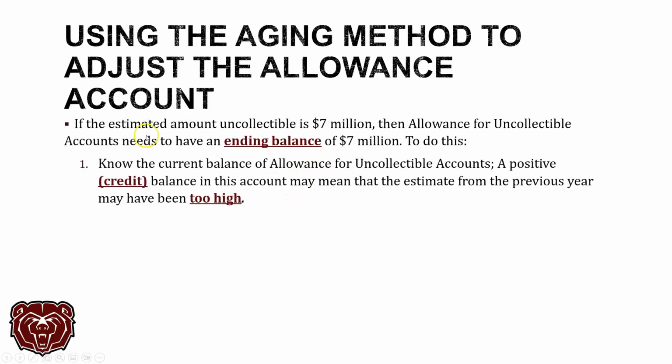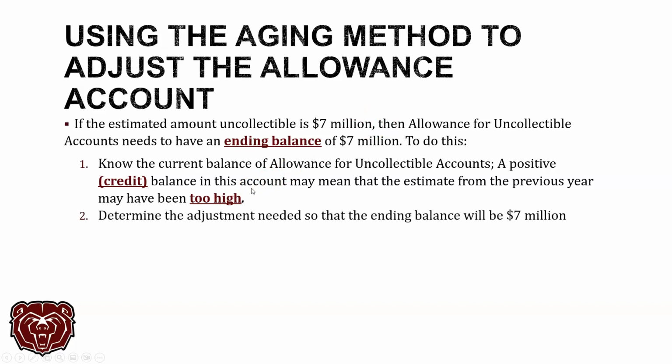So, if the estimated amount of uncollectible is $7 million, then the allowance for uncollectible accounts needs to have an ending balance of $7 million, okay? So the estimate that you make based on your AR becomes your new ending balance for your allowance account, okay? So you need to know the current balance of your allowance for uncollectible accounts. A positive or credit balance means that maybe you overestimated the amount of bad debt that you were going to have. Your estimate for the previous year was too high.